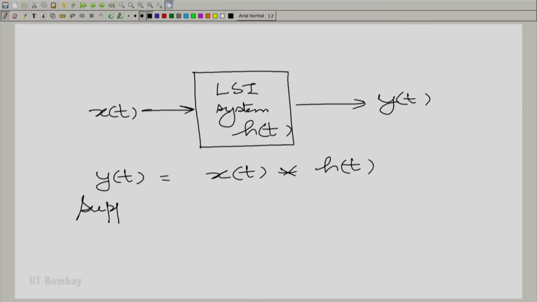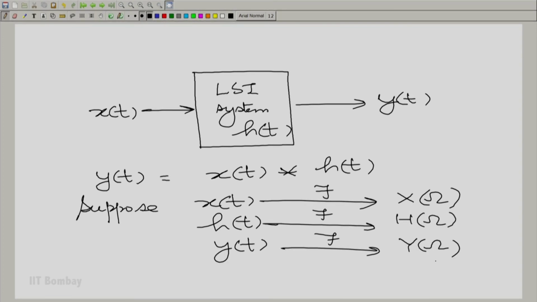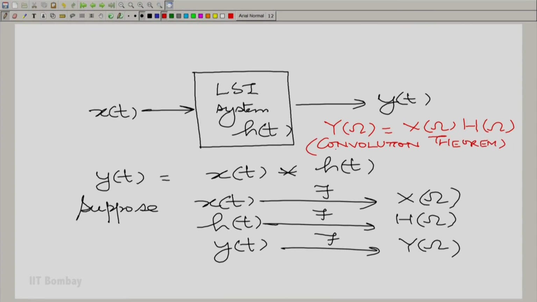Suppose all of them have a Fourier transform. So, x(t) has the Fourier transform capital X of omega, and so to h(t) capital H of omega, and y(t) capital Y of omega. Then of course, we know from the convolution theorem that Y of omega is X of omega times H of omega. Incidentally, the convolution theorem is what we have just proved a few minutes ago, that when you convolve two signals in the natural domain, then they are multiplied in the Fourier domain.